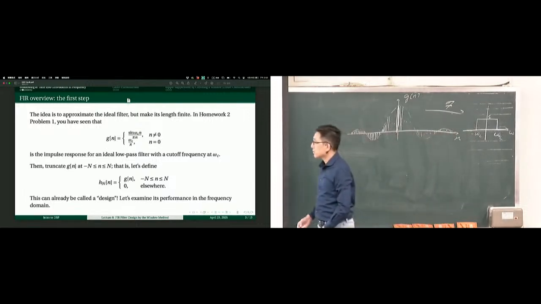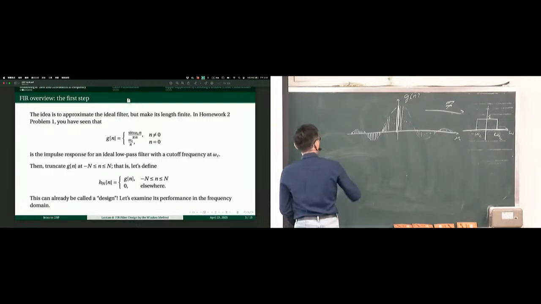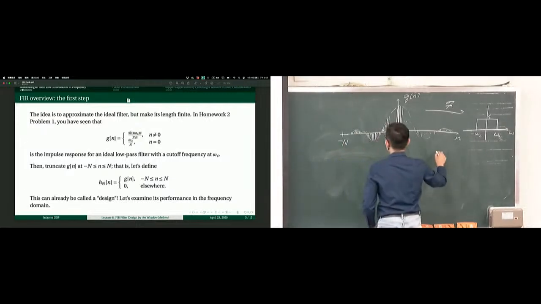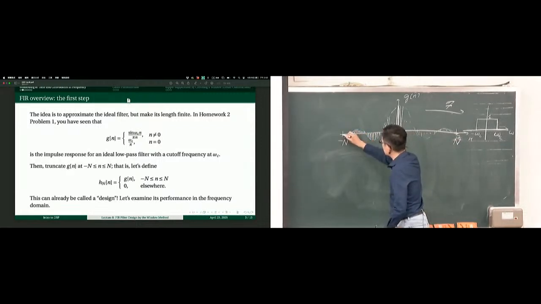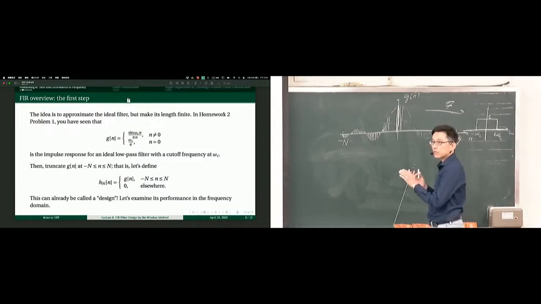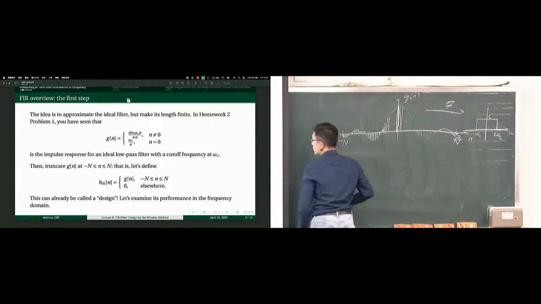So therefore, there's a recommendation. Let's truncate. Let's simply keep the middle part. Sooner or later we're going to disregard everything outside the range from minus n to plus n. We need to just ignore whatever is outside this range. Truncation. How about just keeping the middle part?